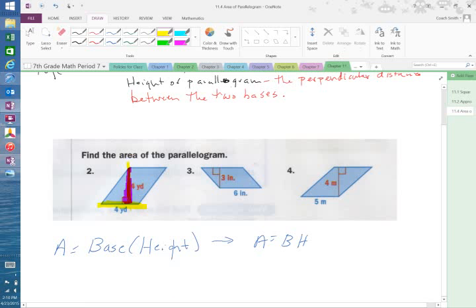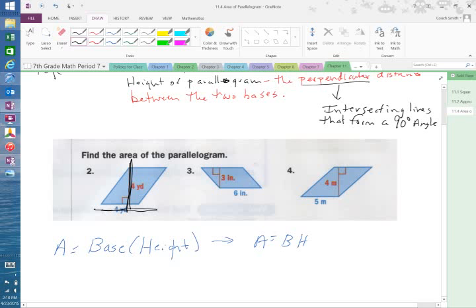That's how it's formed. Okay, so the height is always the perpendicular distance here and here. The height is always the perpendicular distance between the base that you use in your measurement and the other base. Remember, the word perpendicular means intersecting lines that form a 90-degree angle.